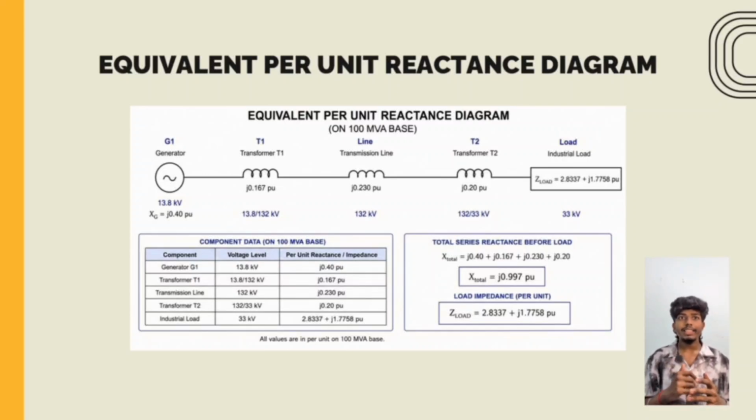Finally, applying the network relationship, which is Z load equals V load squared over S conjugate, using the complex conjugate of our power yields our final equivalent load impedance of 2.8337 plus j1.7558 pu. This concludes all individual component parameter calculations.